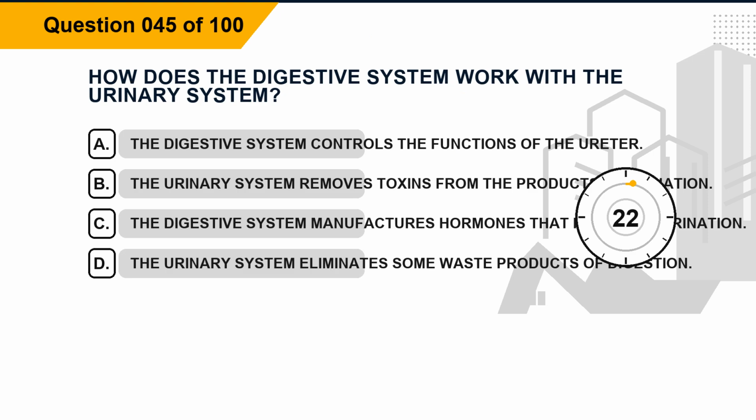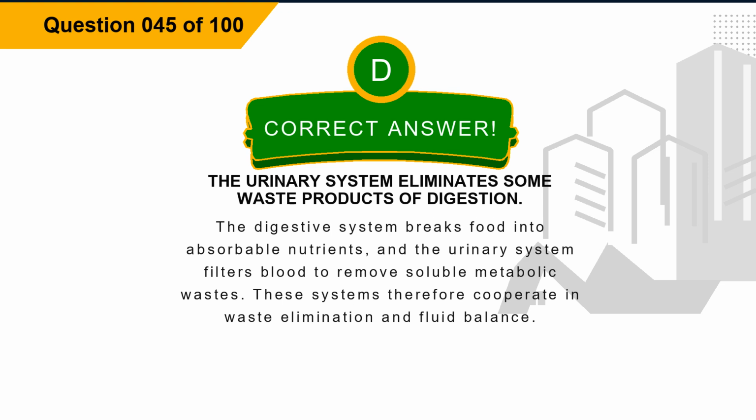Question 45. How does the digestive system work with the urinary system? Option A, the digestive system controls the functions of the ureter. Option B, the urinary system removes toxins from the products of urination. Option C, the digestive system manufactures hormones that influence urination. Option D, the urinary system eliminates some waste products of digestion. The correct answer is option D, the urinary system eliminates some waste products of digestion. Explanation: the digestive system breaks food into absorbable nutrients, and the urinary system filters blood to remove soluble metabolic wastes. These systems therefore cooperate in waste elimination and fluid balance.